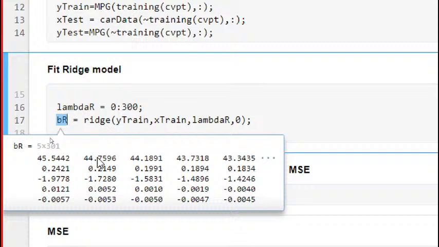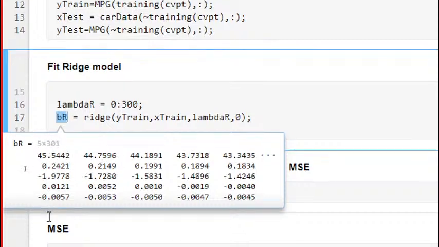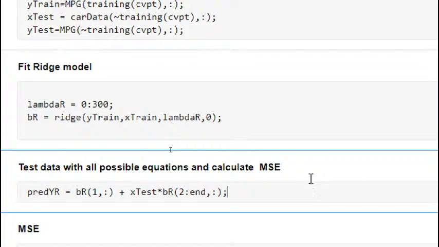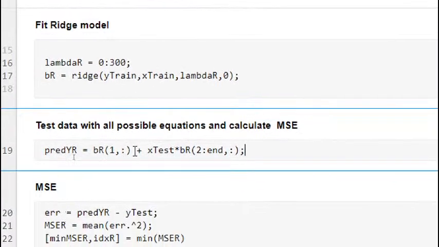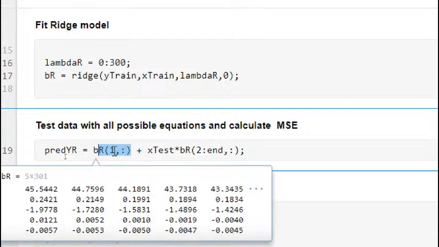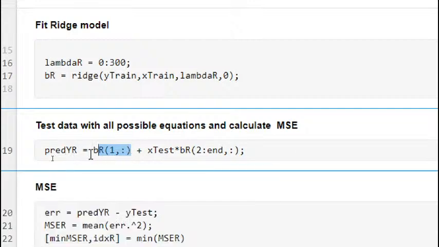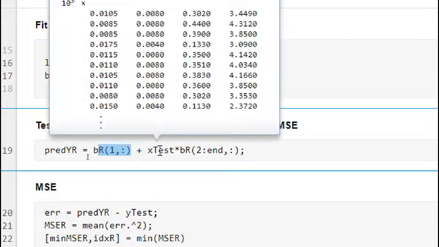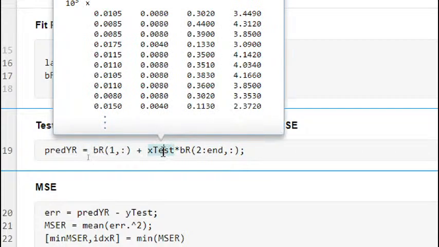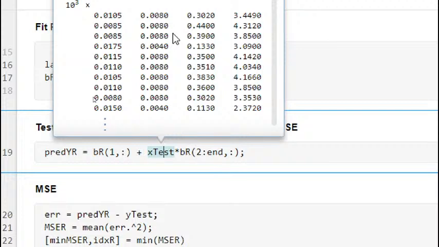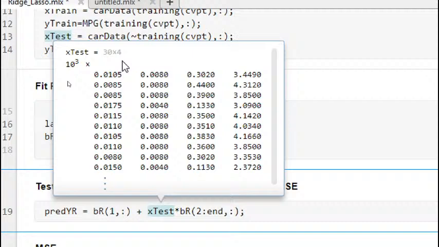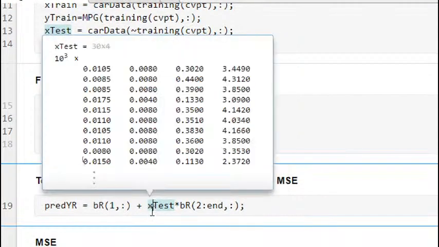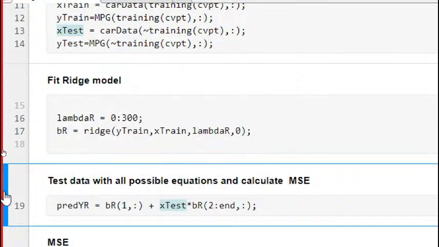Now we have to identify which equation is the best, and for that it is very simple. What I am doing is, I extracted the coefficients and the constant, the first row, plus x test in this matrix multiplication. So how many equations will we get? 301 equations for all 30 samples. If I run this, let's check.